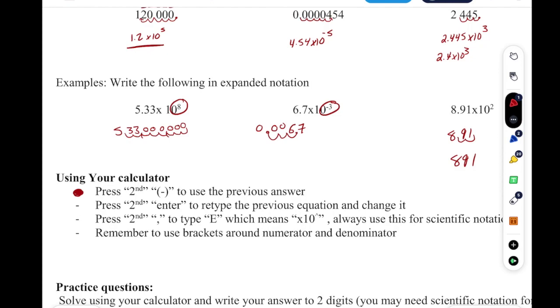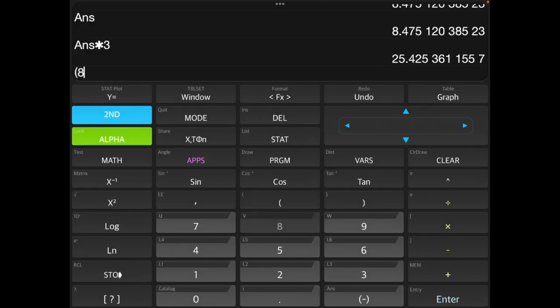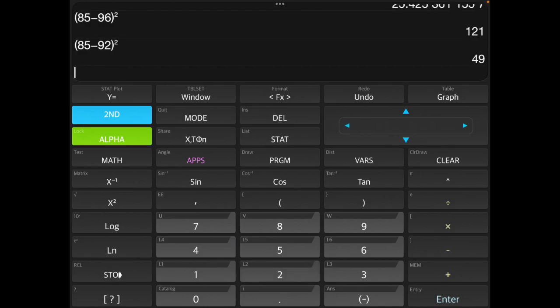Second, if you made an error in your calculation, press second, enter, and you're going to get the same equation back. Meaning that if I wrote in brackets 85 minus 96 squared, and I got the answer, it was actually 85 minus 92 instead. Then I'm like, I don't want to have to retype that again. Let's just go real quick, second, enter, and it brings up the same equation, but I can go back now, change that to a 2, and get my answer. So that can be a faster way to use your calculator as well.